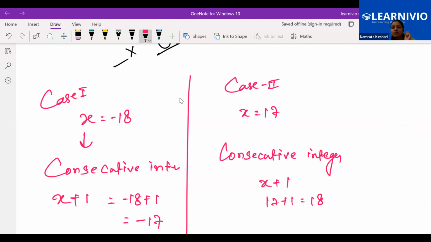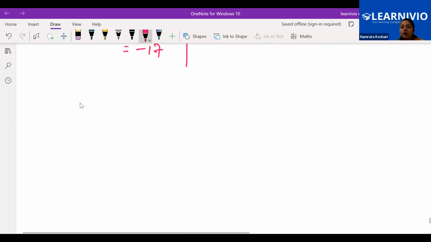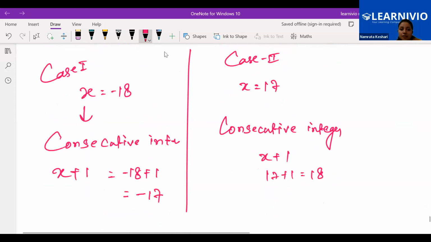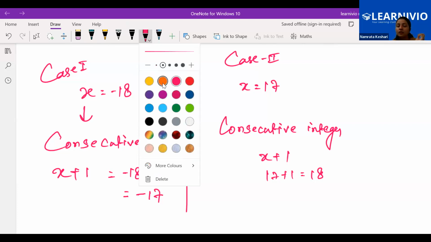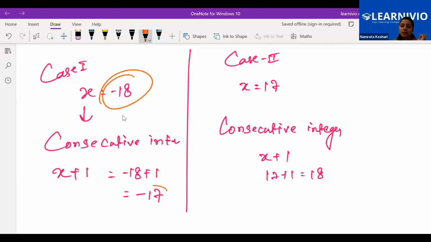Recall previous day we were talking about how, when we write the numbers 1, 2, 3, two consecutive numbers can be 2 and 3, and two consecutive numbers can be 1 and 2 also. So these are two different cases we got. One case says that two consecutive integers according to the given scenario can be this and this, and the other case says they can be this and this. But we need to choose positive integers, so we are going to take case 2.